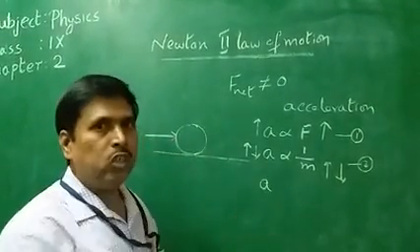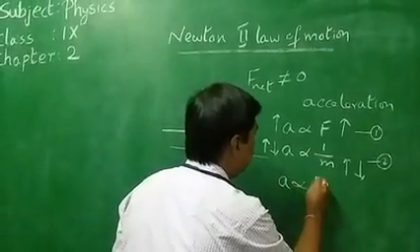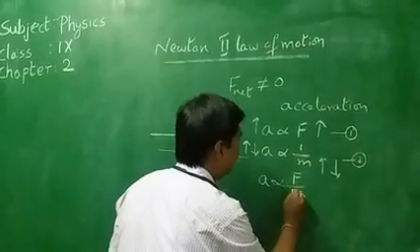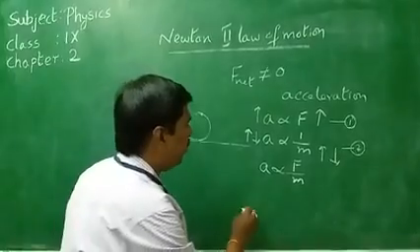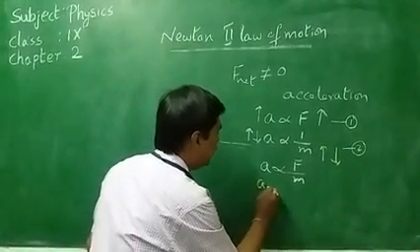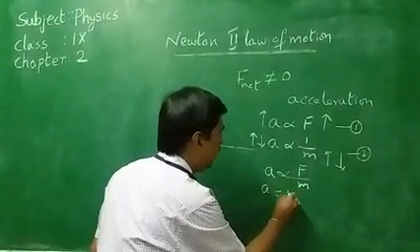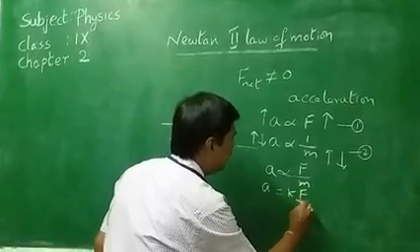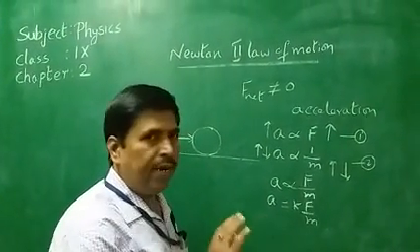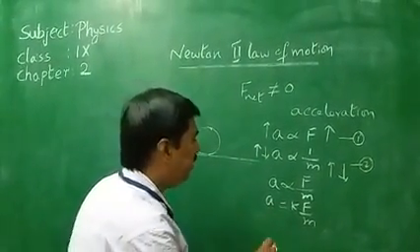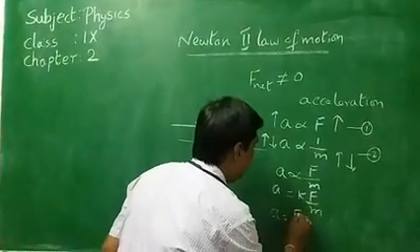So if you combine these two, you are able to get: acceleration is directly proportional to applied force and inversely proportional to mass of the object here. If you remove the proportion, you will get a constant. Acceleration is equal to a constant called proportionality constant K, F by M. When the value of K is equal to 1, whenever it is becoming unity, then you get acceleration is equal to F by M.